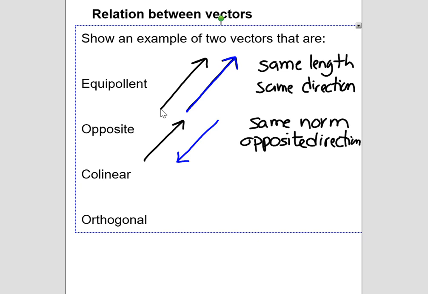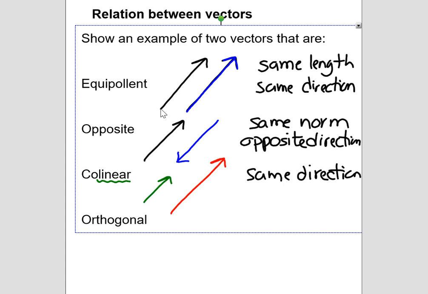To be collinear, they need to be in the same line. So for example, this one, and I'm going to put it red, this one. So do you see? So they have the same direction, but they can have different length. So what's important to remember is the same direction.